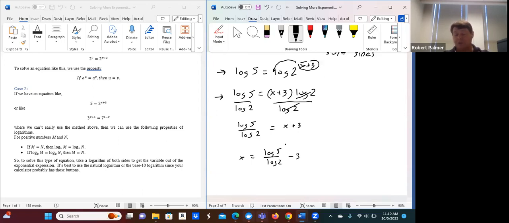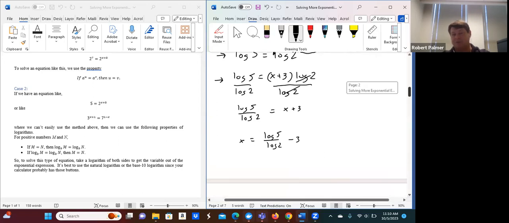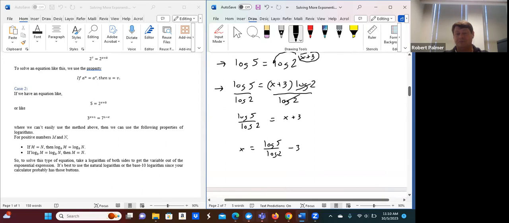Now, that's not all that useful. So in a moment, we'll go back and approximate this. Let's hang on that for a minute. So this is my exact answer, or an exact answer, one way to write it.